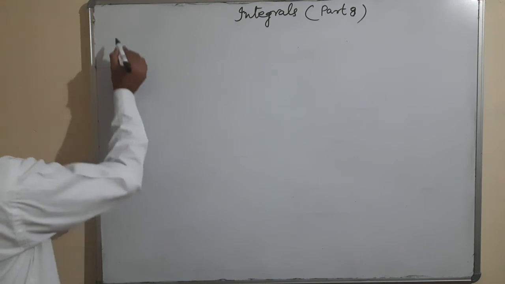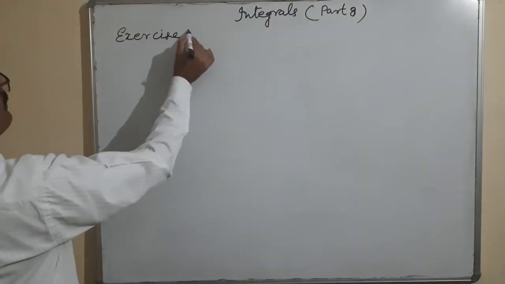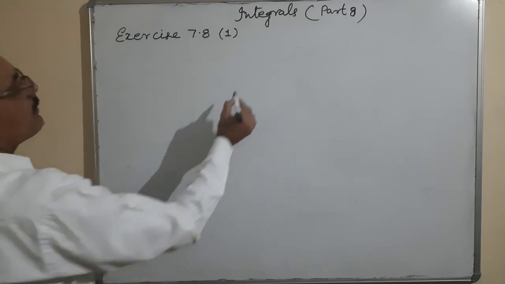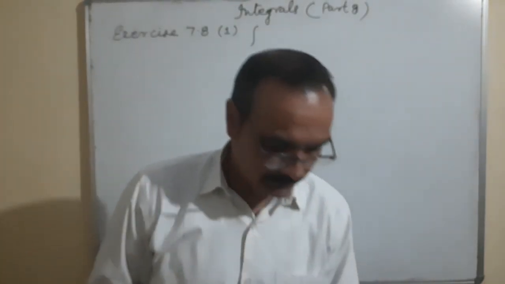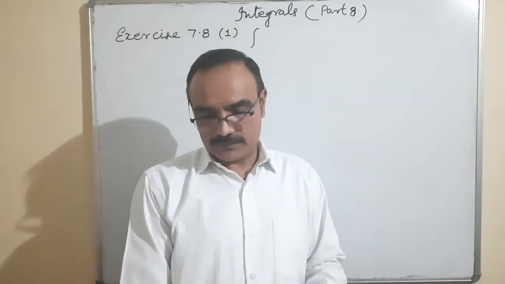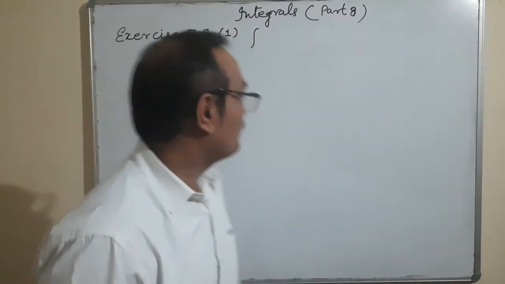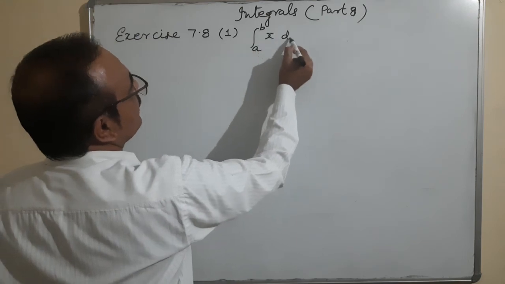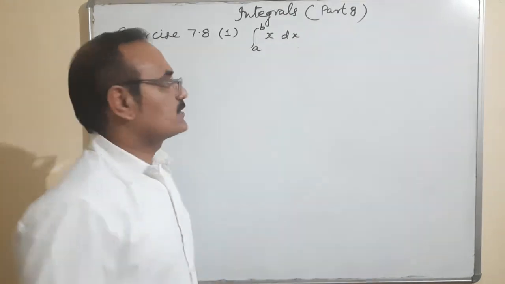Exercise 7.8. Question number 1. What is it? Integrate. Question number 1. Integral from a to b of x dx, limit a to b of x dx, by limit of sums.